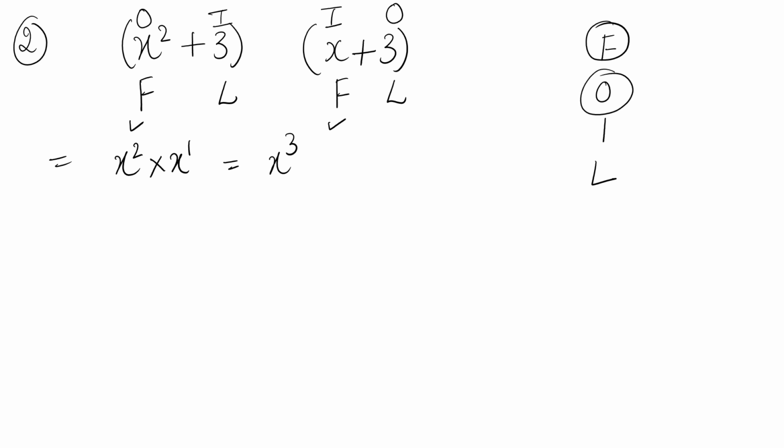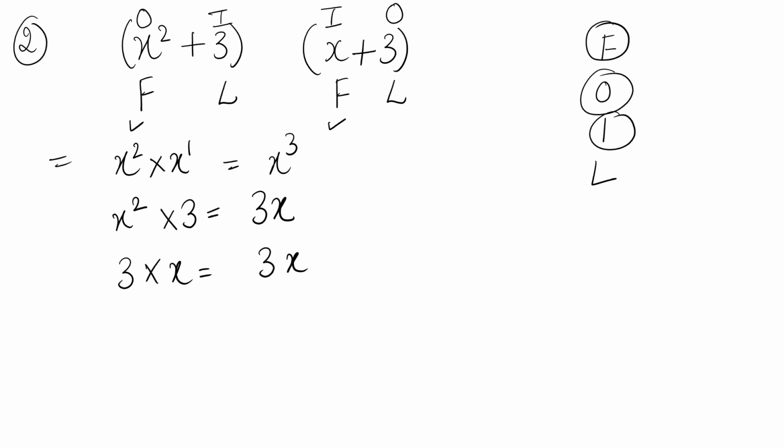Next, we are going to solve the outer terms. The outer terms are x squared multiplied by 3. So the answer will be 3x squared. Now we solve the inner terms. The inner terms are 3 multiplied by x. So the answer will be 3x. And now we solve the last terms. The last terms, 3 multiplied by 3. The answer will be 9.